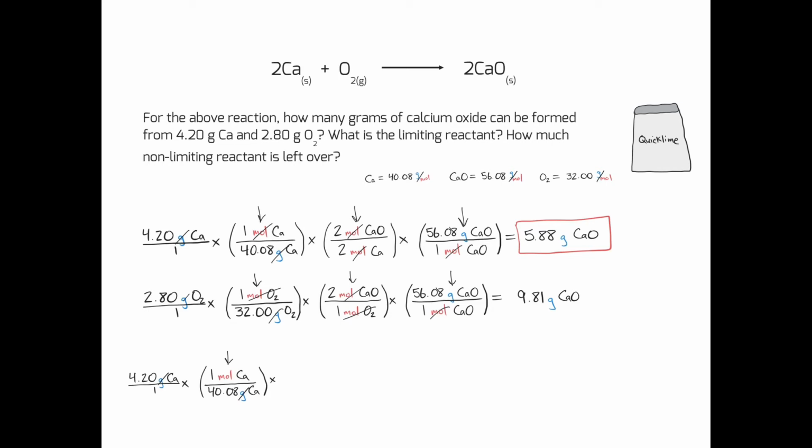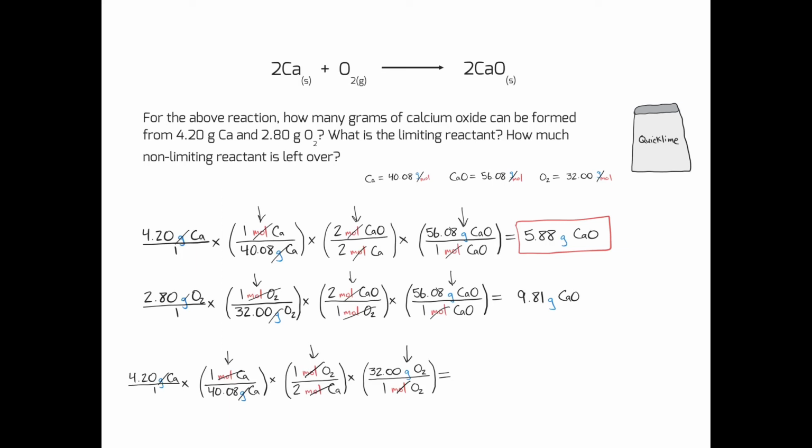Then we convert moles of calcium to moles of O2. Looking at the balanced equation, we can see that we have 2 moles of calcium per 1 mole of O2. We set it up so our moles of calcium on top and our moles of calcium on bottom cancel, leaving us with moles of O2. Now we convert moles of O2 to grams of O2 using the molar mass. We set it up so our moles of O2 on top and our moles of O2 on bottom cancel, leaving us with grams of O2.